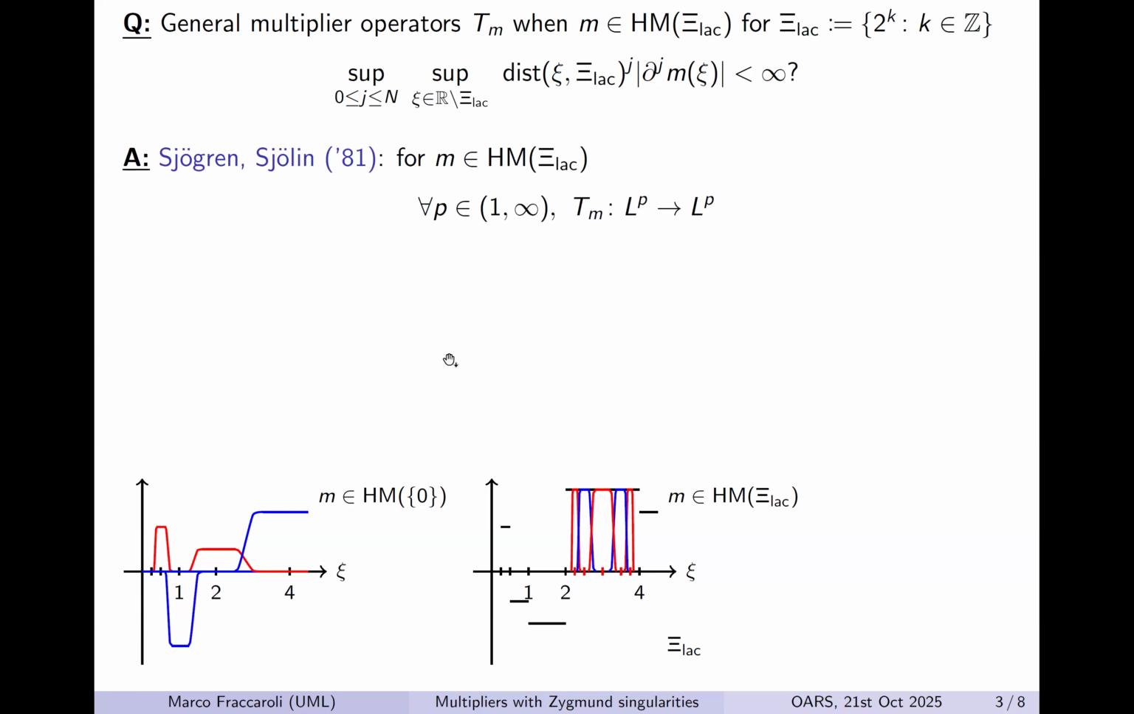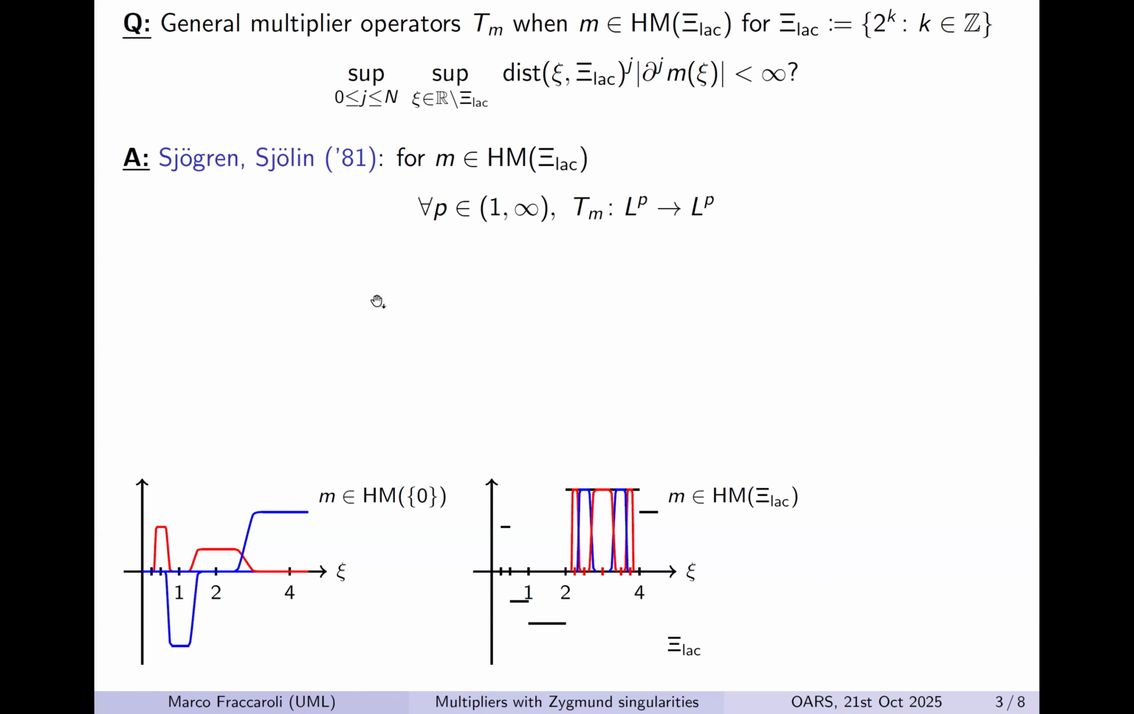And it turns out that Sjogren and Sjölin proved that if we have such a Hörmander-Mihlin multiplier with respect to a lacunary set of singularities, we can right away obtain LP estimates from the LP estimates of the classical Hörmander-Mihlin multiplier, LP estimates in the open range.